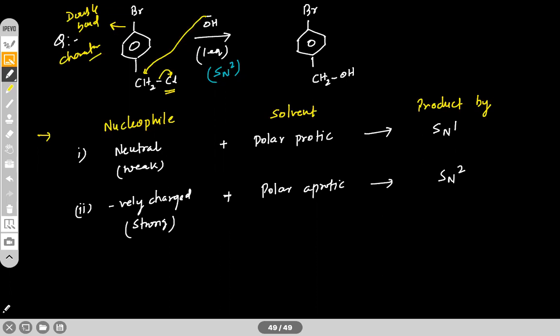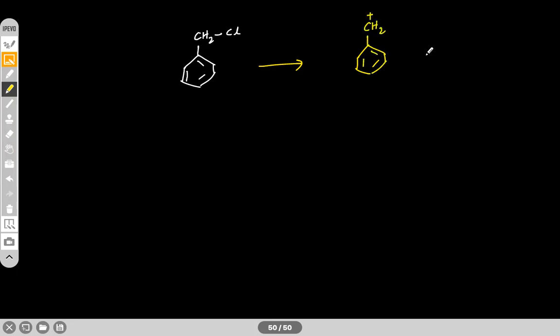Well, last example you see here. Suppose we have a substrate, this one. This entire concept is very dynamic, actually. We cannot generalize anything. It depends upon what we are taking. Now we see this. If this molecule forms a carbocation, what does it form? This Cl minus goes out and we get a CH2 plus here plus Cl minus, right? Leaving group Cl minus.